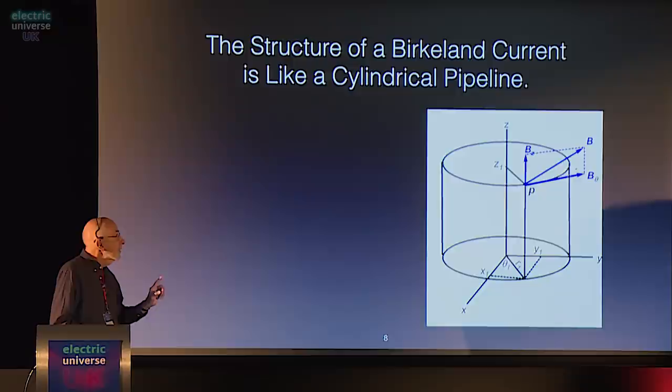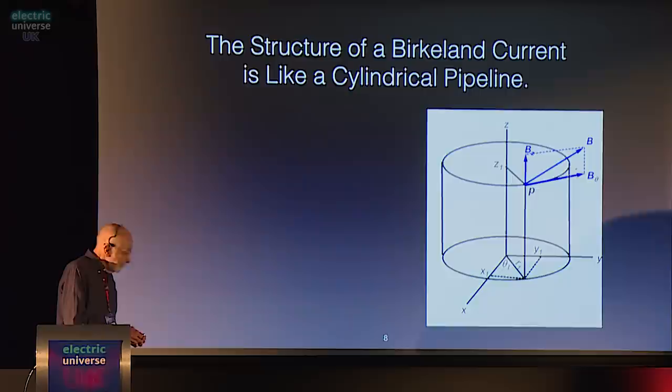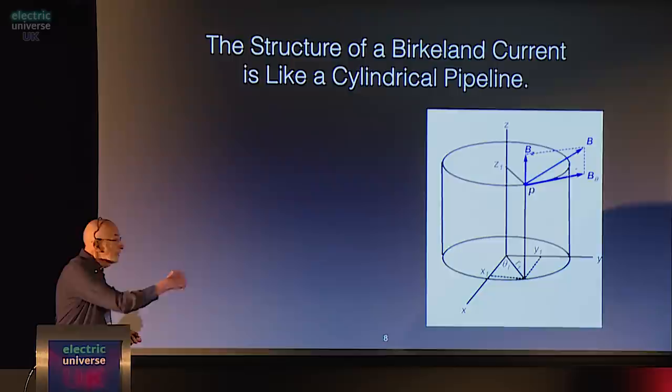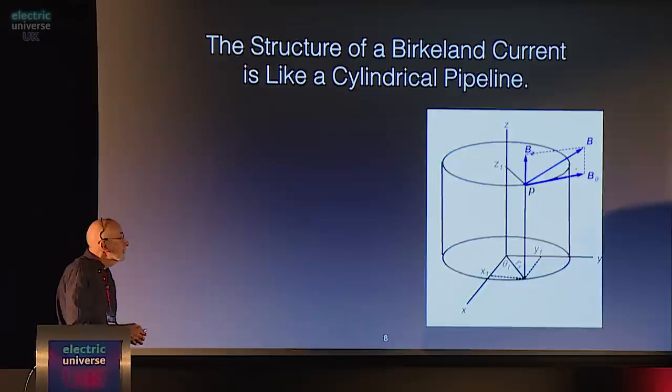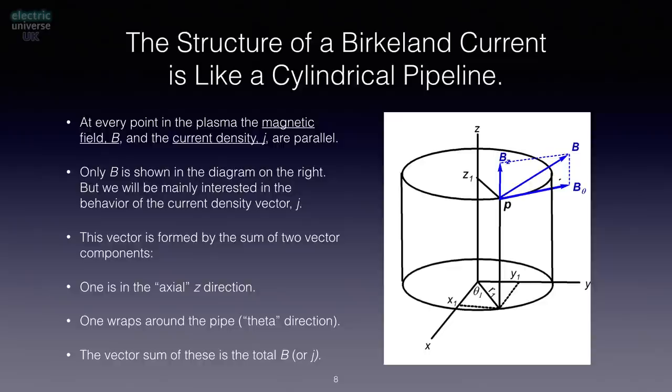And we have an expression that tells us what this B theta, the wraparound component, is. And at every point, P, we can add up this component plus this component as a vector sum and get the total current density or magnetic field. I will spare you the horror of going through the mathematics to find that, but let it just suffice to say that the vector sum is the total B.